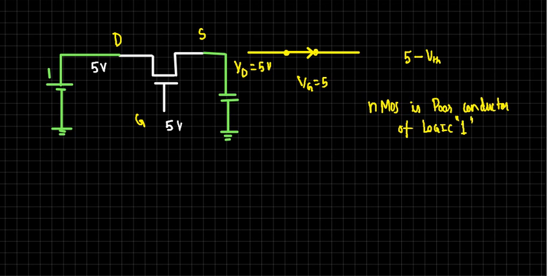Let's look for logic 0. If we are sending logic 0, this is anyway 0. I mean, when the switch is on, this is at 5 volts, this is at 0. How much is the voltage required? Greater than VTH, na? Anyway, if it is 0, it is greater than VTH. So there is no problem with conduction of logic 0. There is only the problem with logic 1. So no problem with logic 0, or I will say that good. So I will just make a table here.